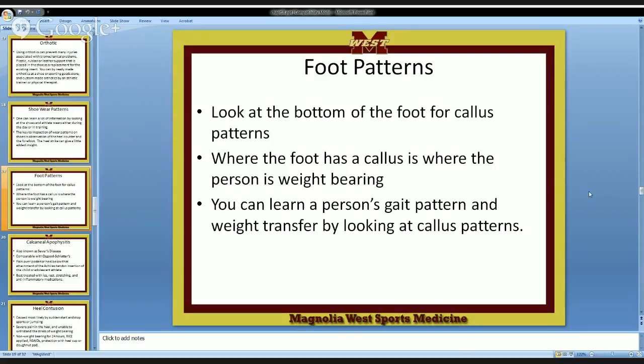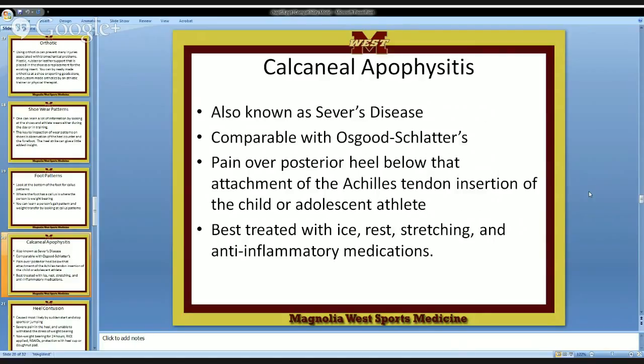So where the callus is on the foot, that's where the person's actually pushing off. All right. So you can learn a lot about a person's gait pattern and their weight transfer by looking at the calluses on the bottom of their feet.